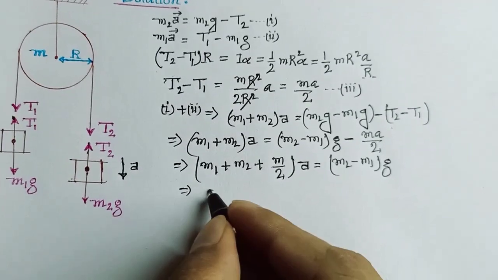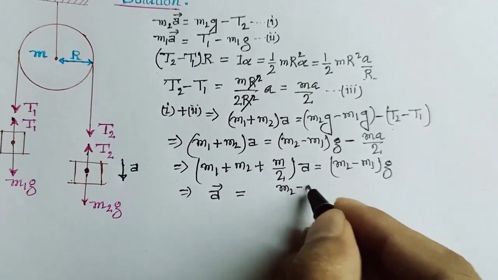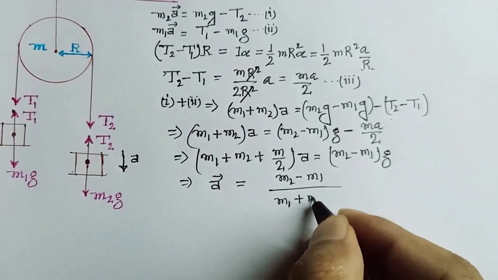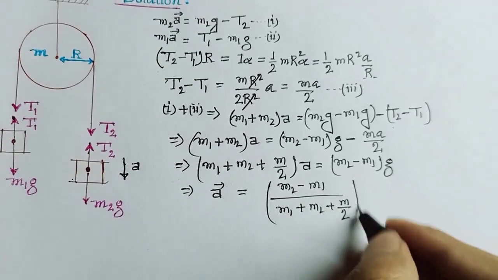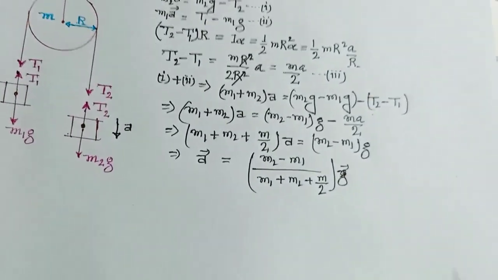So the acceleration of the system will become (m2 - m1) divided by (m1 + m2 + m/2), whole multiplied by g. This is our linear acceleration term, and this is our equation number 4.